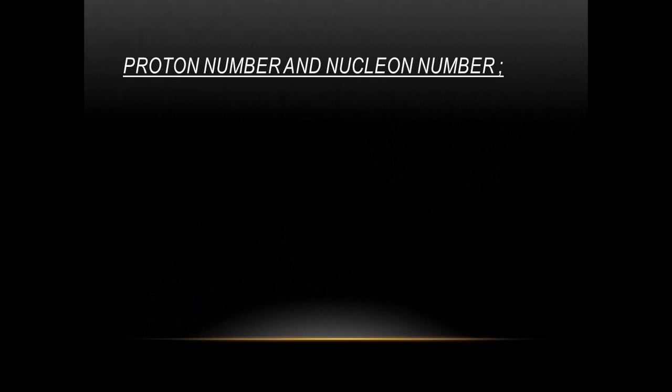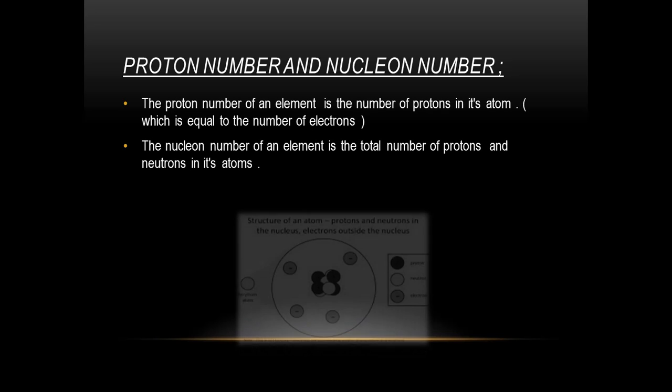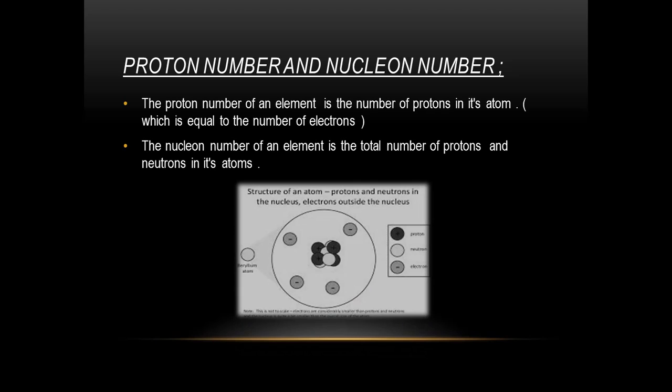Next is about proton number and nucleon number. These are particular terms that we have to study. First of all, what is meant by proton number? Proton number is the number of protons present in an element. So we can say the proton number of an element is the number of protons in its atom, which is equal to the number of electrons. The nucleon number of an element is the total number of protons and neutrons in its atom.